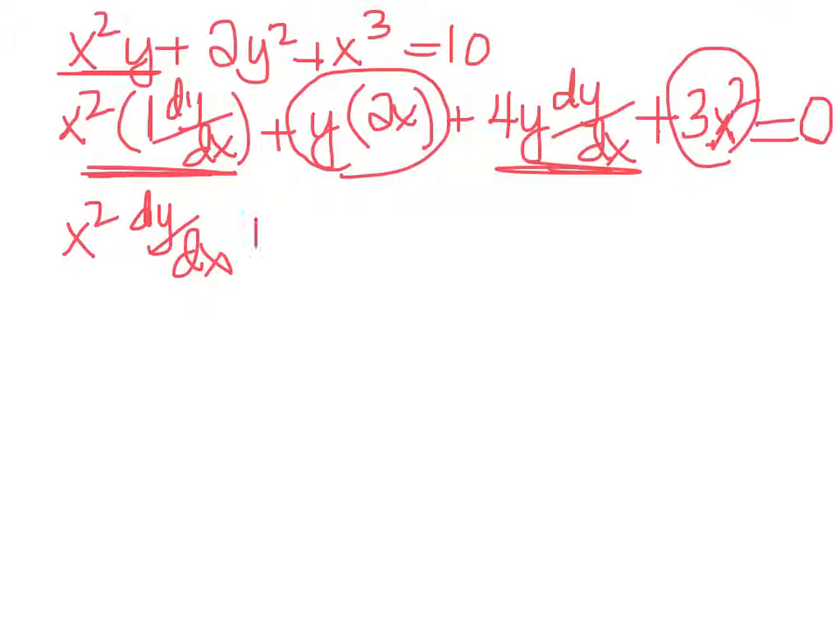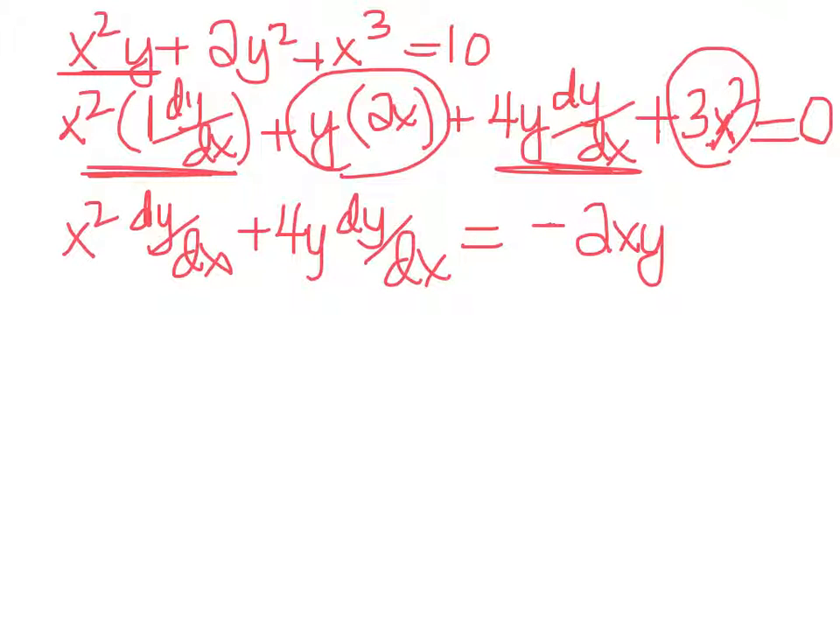We're leaving that, and we're also leaving the 4y dy/dx. And we're going to move, like I said, the other stuff. So obviously the signs are going to change. So we're going to get negative 2xy and then minus 3x squared.